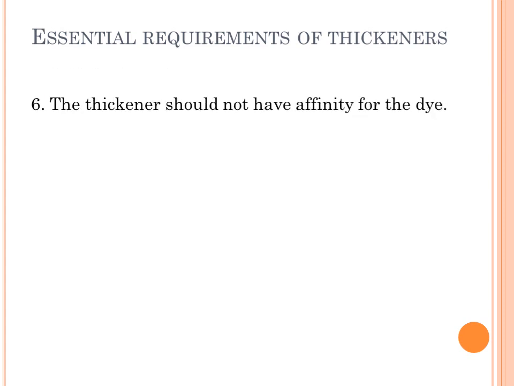The next requirement of the thickener is that it should not have affinity for the dye. We know that if the thickener itself has affinity for the dye, 100% of the dye will not go onto the fabric and we may not get the desired percent color, that is depth, on the fabric. If the dye is reacting with the thickener itself, we cannot ensure that the desired color yield can be obtained. So the thickener should not have any affinity for the dye at the given conditions.